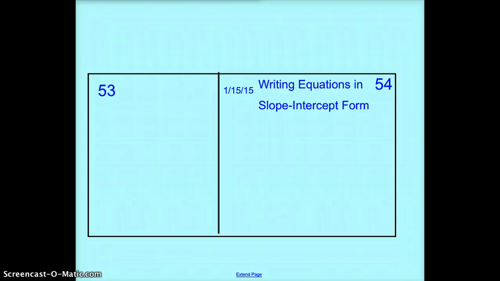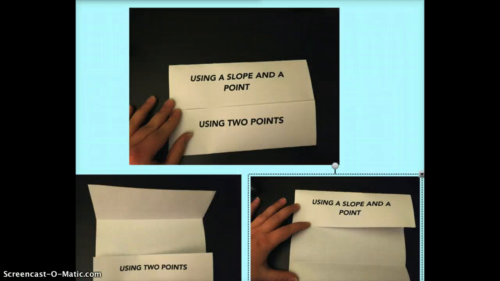You're going to take the handout that you got in class today. You're going to use this as your foldable. So you want it to look like the top picture. In order to do that, you're going to fold the bottom half up to the center and fold the top half down to the center. The two things we're going to look at today are using a slope and a point to write an equation in slope-intercept form, and using 2 points.